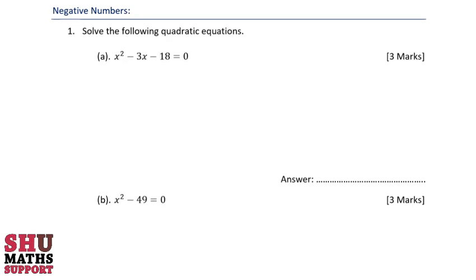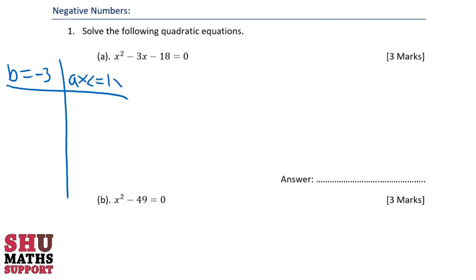So we'll start off with our table again. And we've got b is equal to minus 3 this time. And then a times c is equal to 1 times minus 18, which is just minus 18. So the same principles apply, apart from sometimes when we're dealing with minuses, it can take us a little while to eventually get to the two values which meet both criteria. So let's just stop and have a little think for a second.